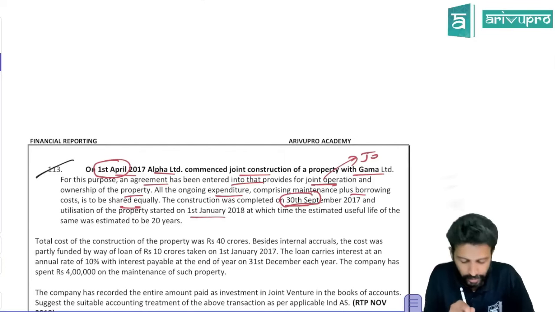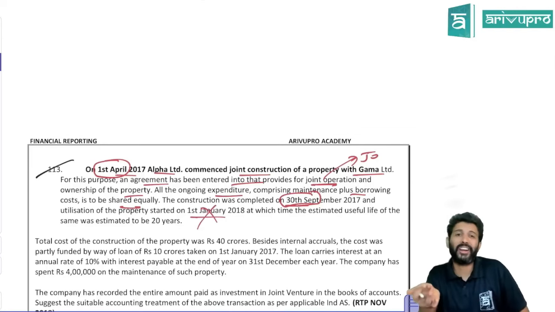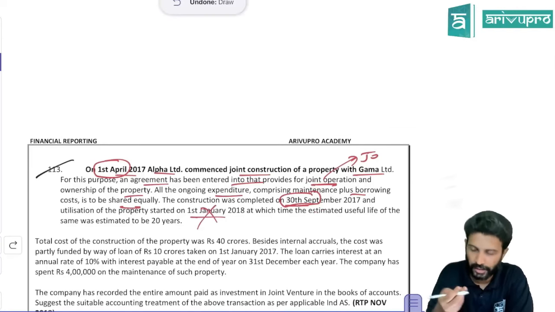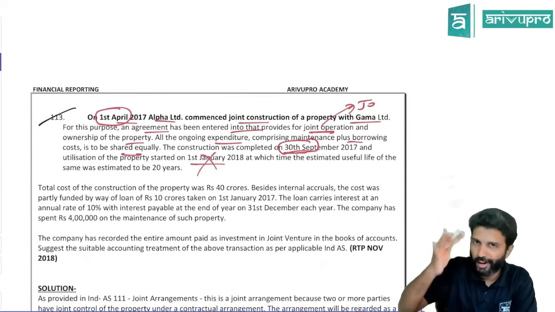Put to use is irrelevant for us. The moment the asset is ready for use, we start depreciating. We should start depreciating from 1st October, not from 1st January. So that is just given to confuse us. We will not get confused at all.